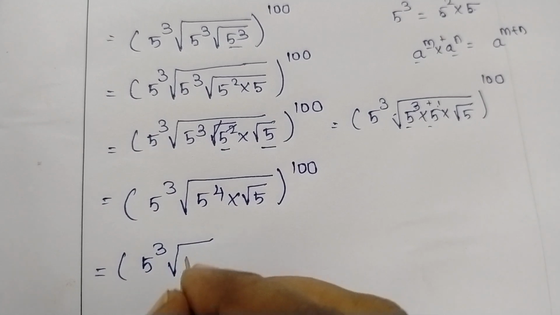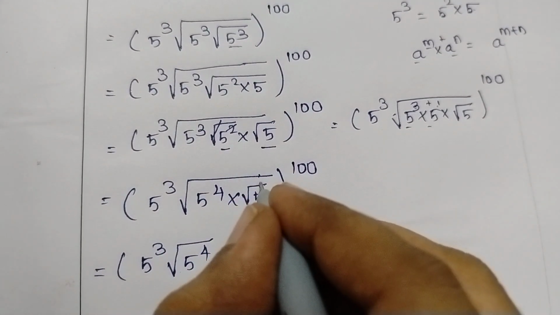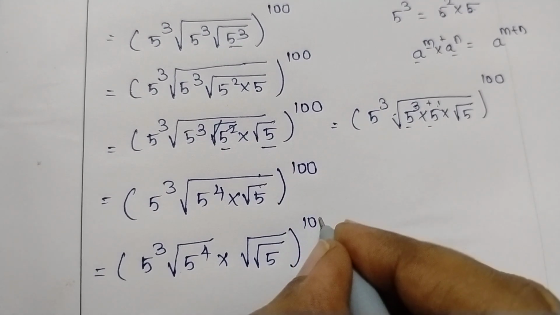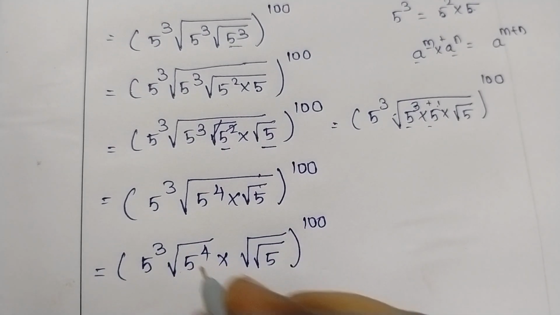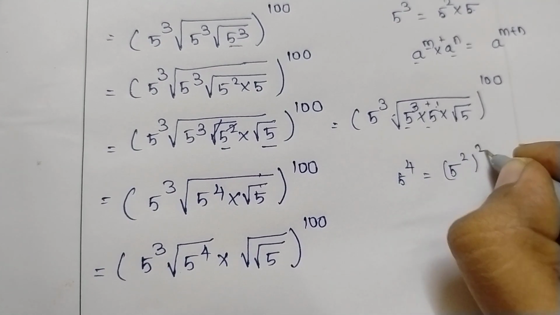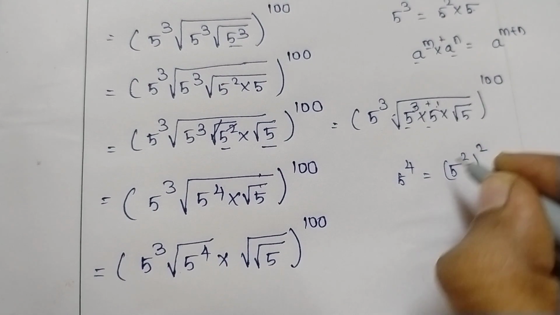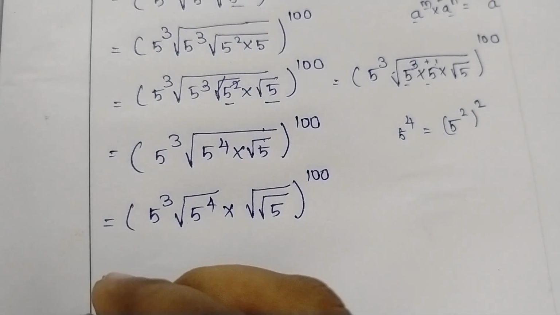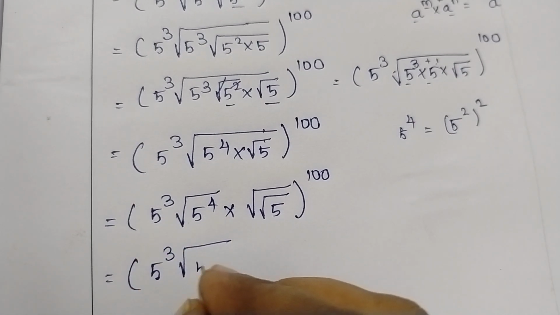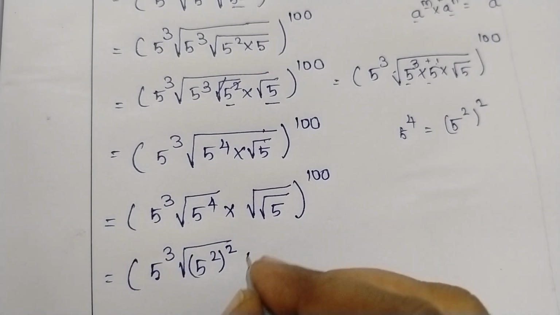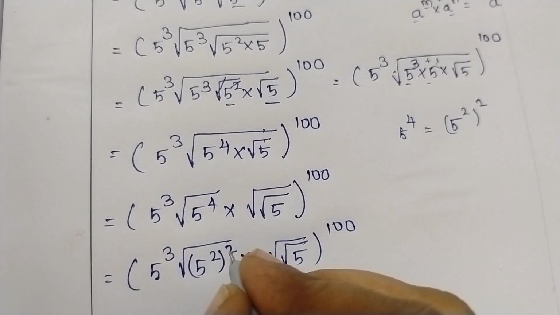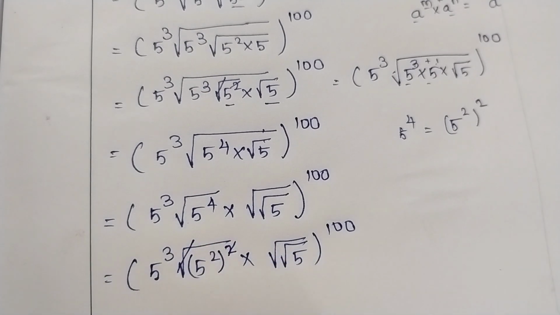The next step is, we can split and write this. Therefore root 5 power 4 into double root is there, so root of root 5, the whole power 100. This 5 power 4 can also be written as 5 square the whole square. We can multiply the powers; if we multiply these two, we will get 4. So 5 power 3, this can also be written as 5 square the whole square into root of root 5, the whole power 100. This square and this root get cancelled.